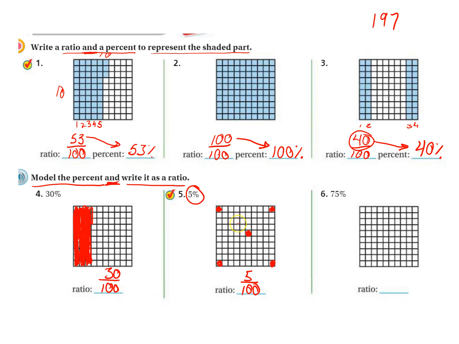I mean, it really doesn't matter as long as you have the correct number shaded. So here, 5%, I need to shade 5 out of the 100, and I did that. It doesn't matter that they're not right next to each other. It's usually just easier to make them right next to each other.